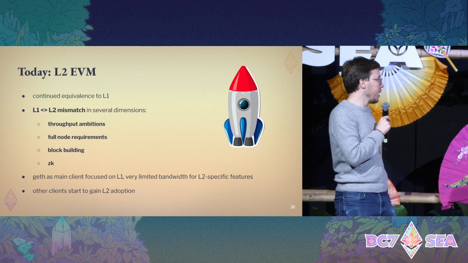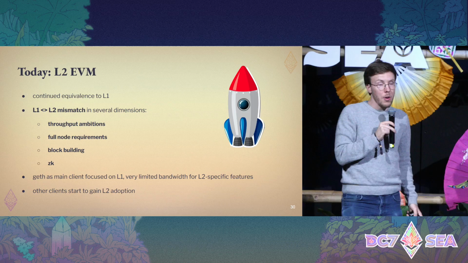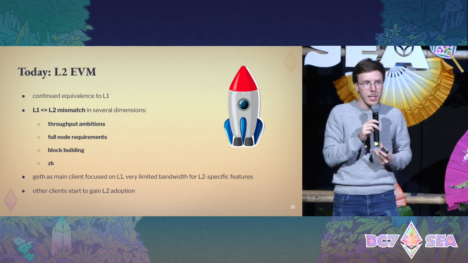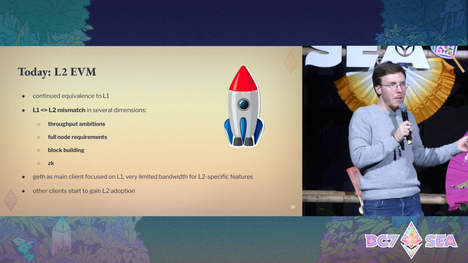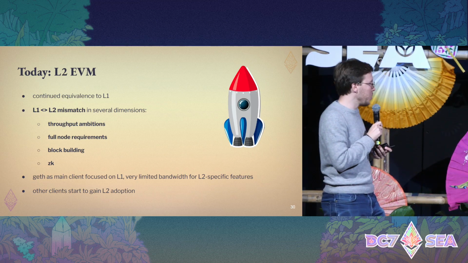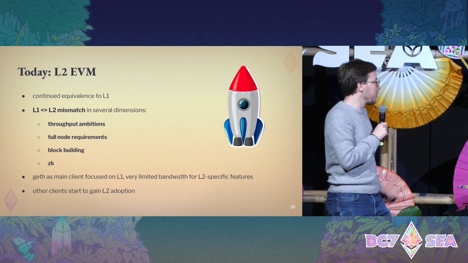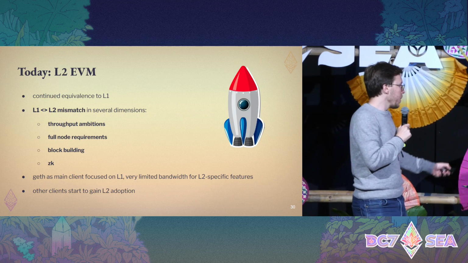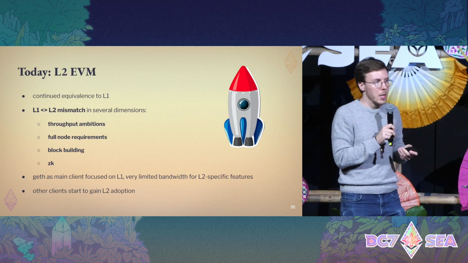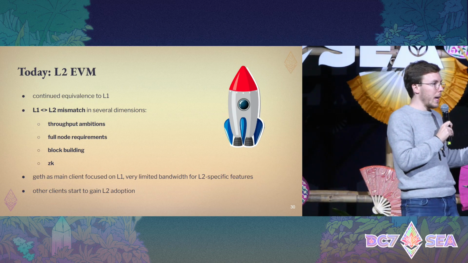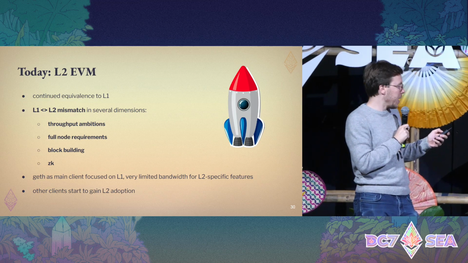Also, Geth is still the main client on the L2 side, but Geth is very much focused on the L1. The team has made it clear over the last few years that while they are very happy that they get so much adoption on the L2, they have very limited bandwidth to provide L2 specific features. But that's the silver lining here. We have seen several other clients gain more adoption in the L2 space that are more willing and more focused on that use case natively.